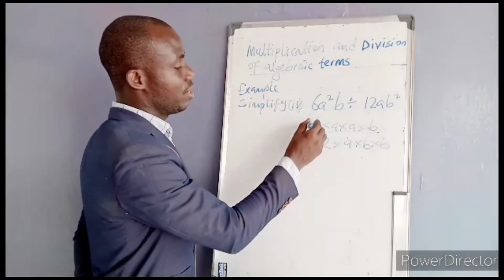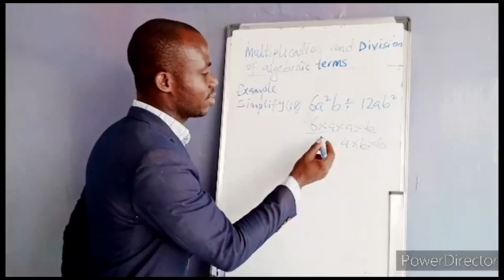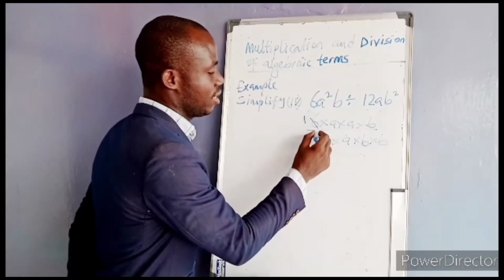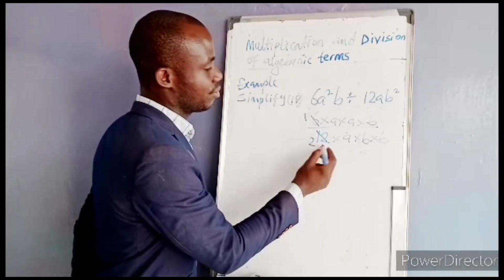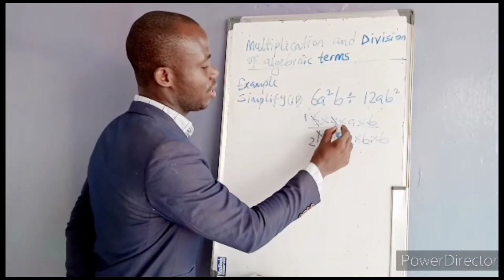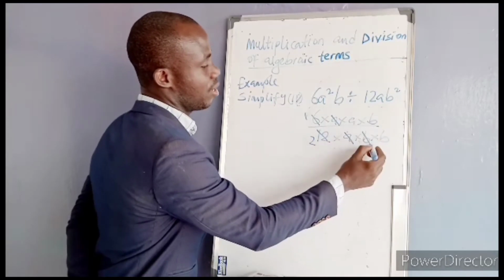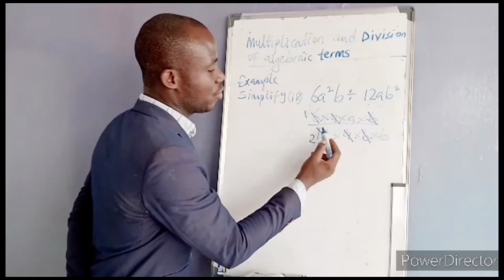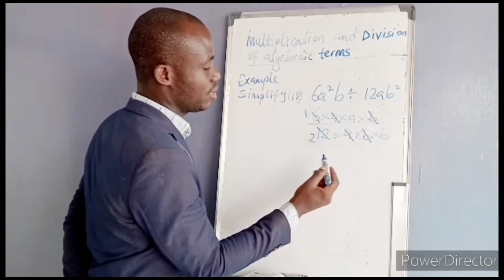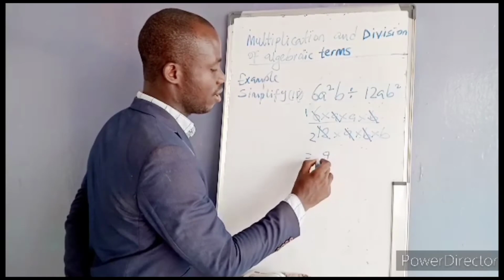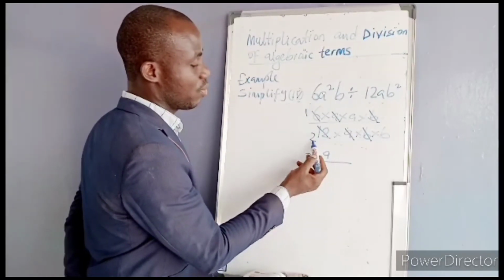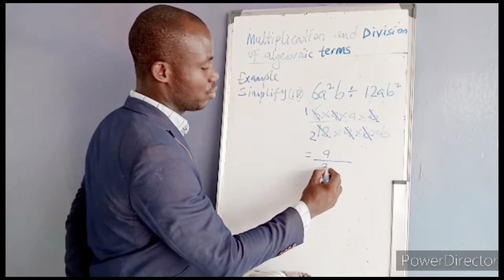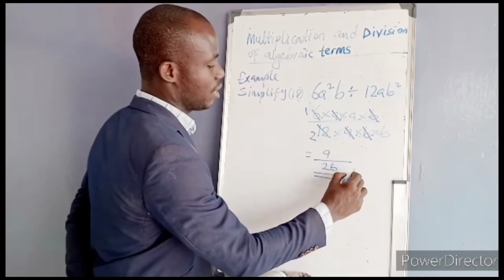Now, simple. 6 divided by 12: 6 here gives 1, 12 here gives 2. a cancels a. Also, b cancels b. Now, you pick out what is left. At the numerator, we are left with 1 times a, which is the same thing as a. So we have a all over. At the denominator, we are left with 2. 2 times b is the same thing as 2b. So this is our answer.